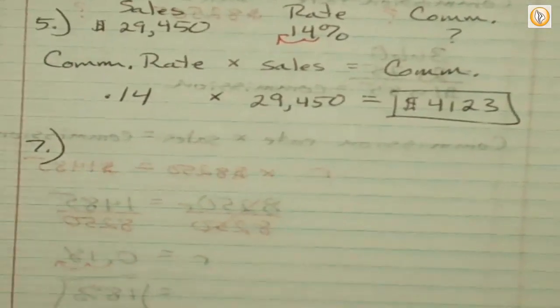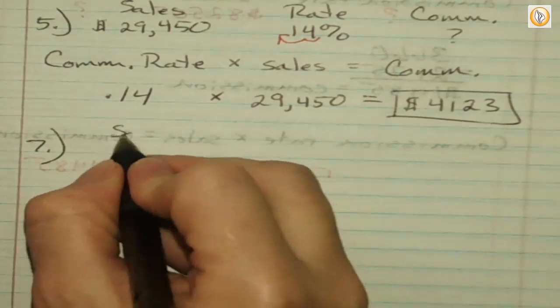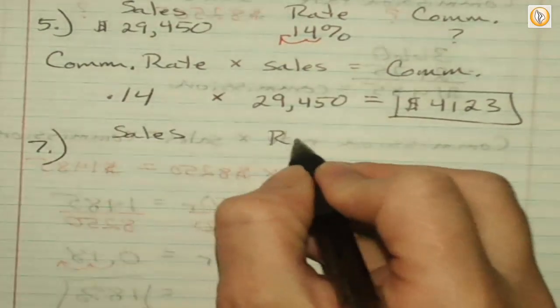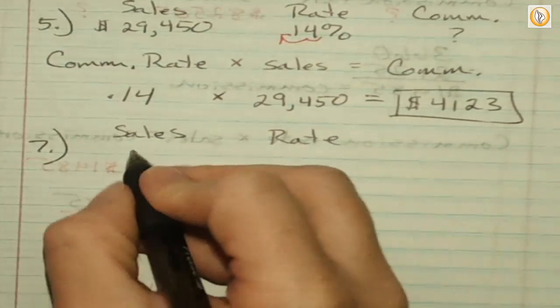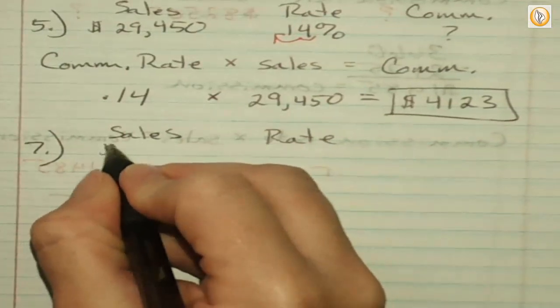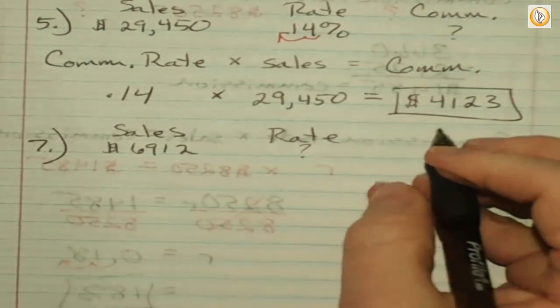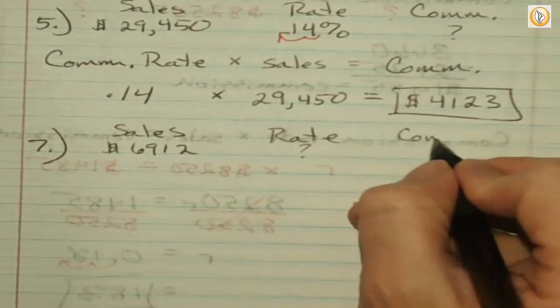All right, let's look at 7. That's probably going to be our last one. Look at 7. This time they give you sales, but they don't give you rate. The sales for number 7 is 6,912. We don't know our rate, but this time they give us the commission.